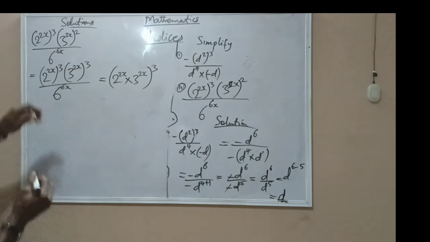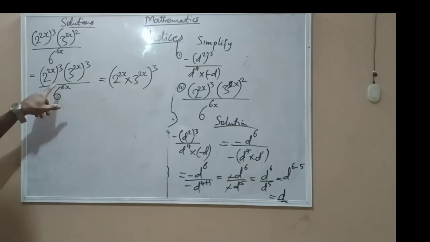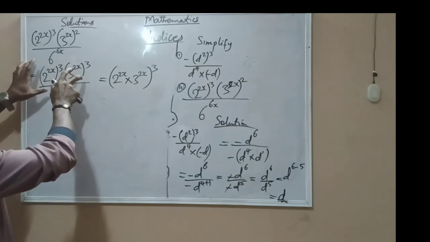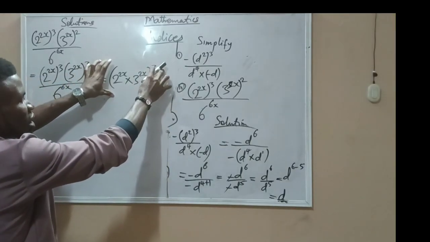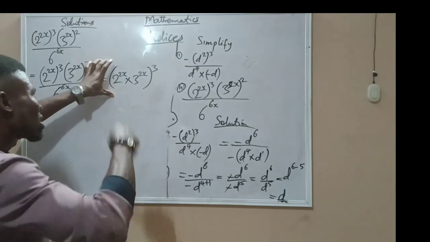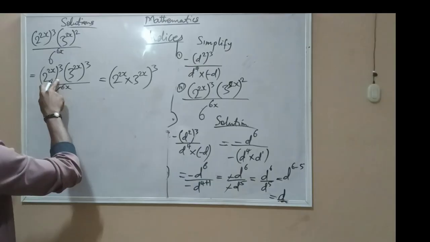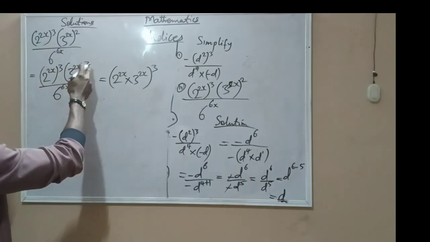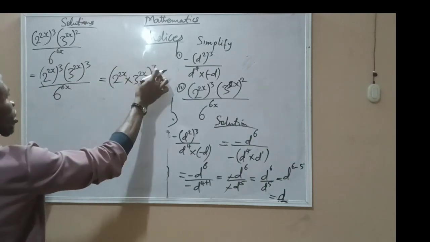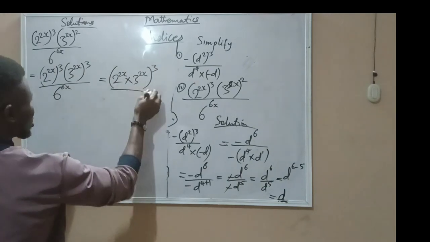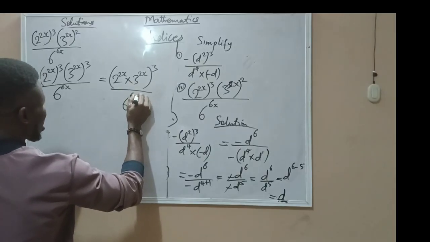See, each of them is raised to the power. There is one rule we talked about: if two numbers are raised to the same power, it is the same thing as each of them raised to that same number. That is what we did here. These numbers are each raised to the power 3, and then we brought the 2 inside, all raised to the power 3. They are the same thing. This is over 6, sorry, 6x.